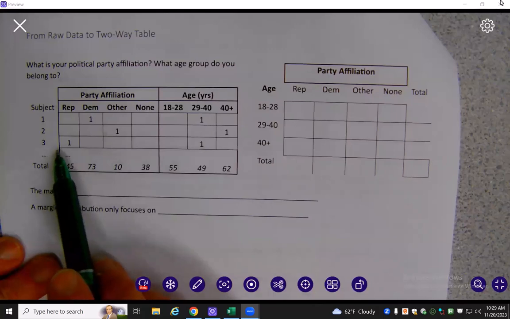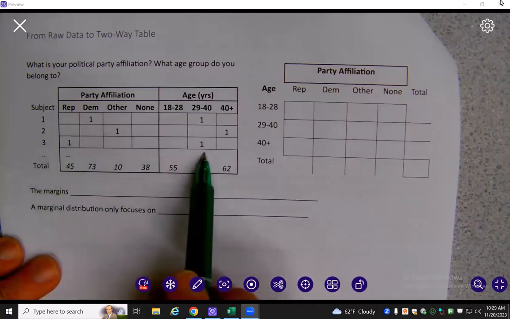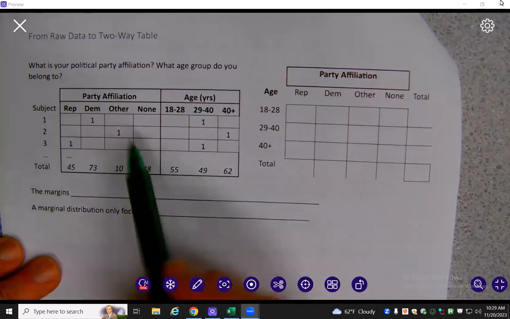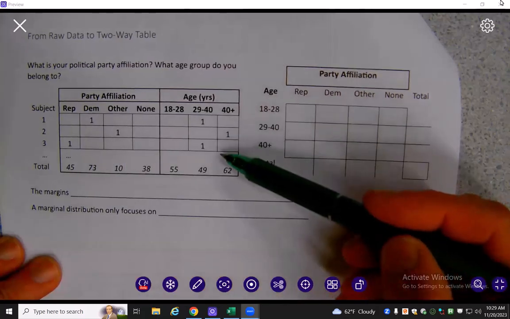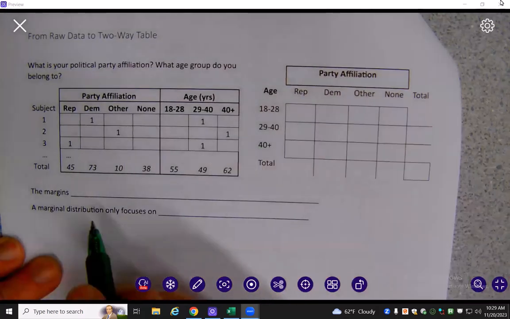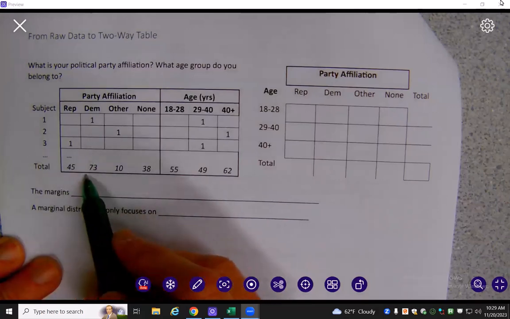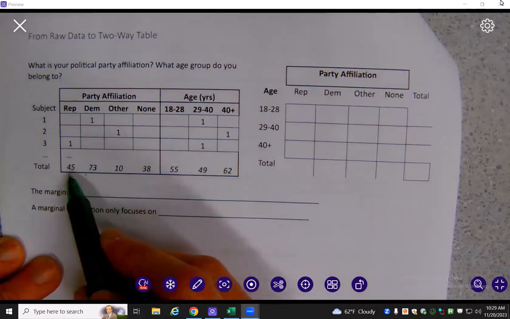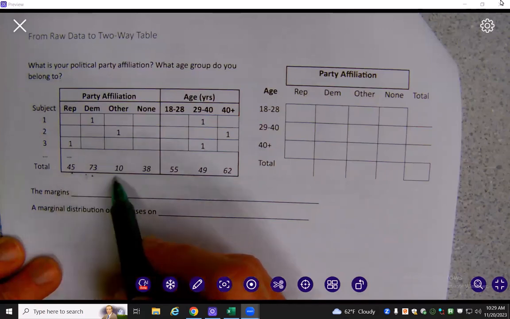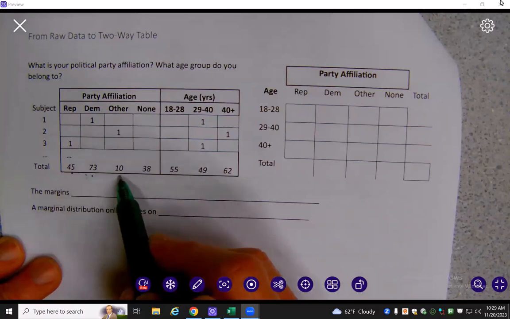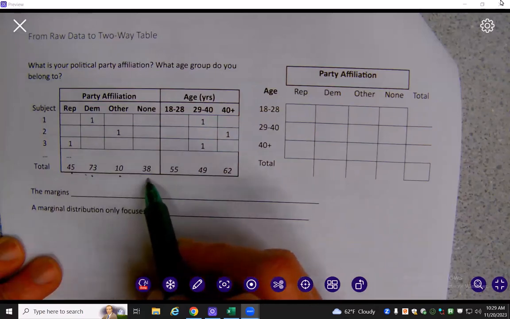Subject three chose Republican and the age group 29 to 40. So imagine a long questionnaire like this, and subject after subject, person after person, is filling this out. And here are my totals: 45 chose Republican, 73 chose Democrat, 10 chose other, and 38 chose none.